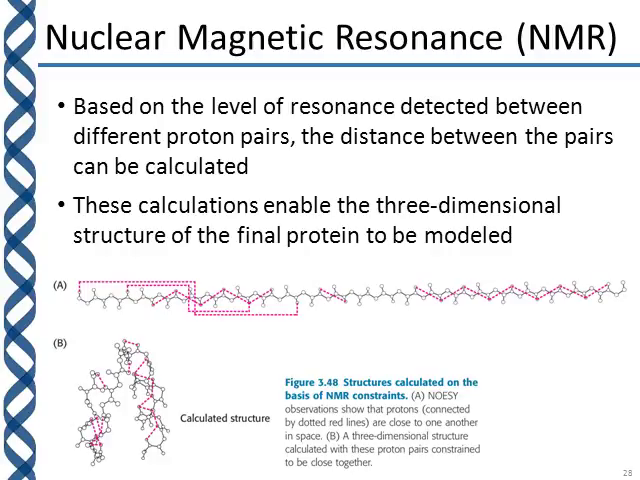Here, we show examples of the structure calculated on the basis of NMR constraints. In A, the NOESY observations show that the protons connected by the dotted red lines are close to one another in space. And B, a three-dimensional structure calculated with these proton pairs constrained to be close together.